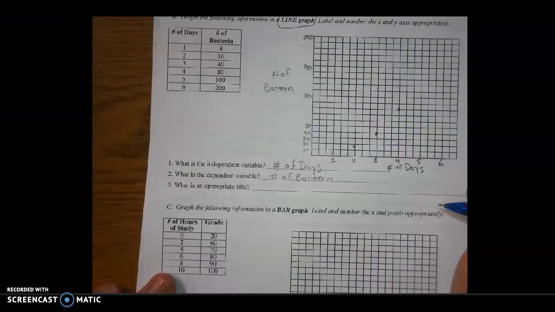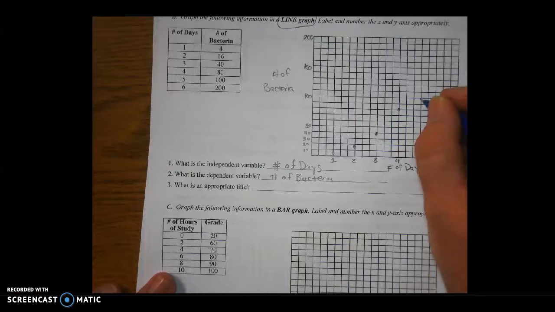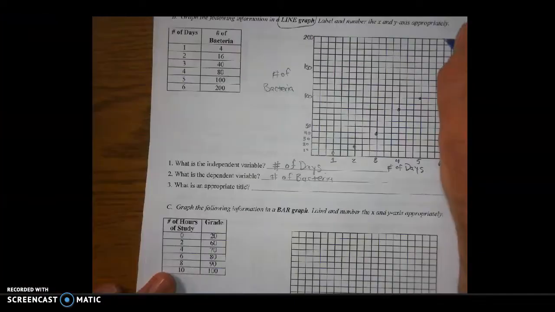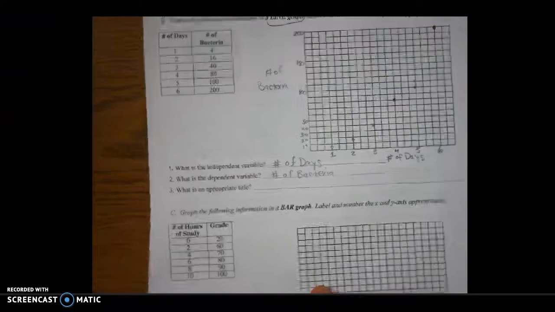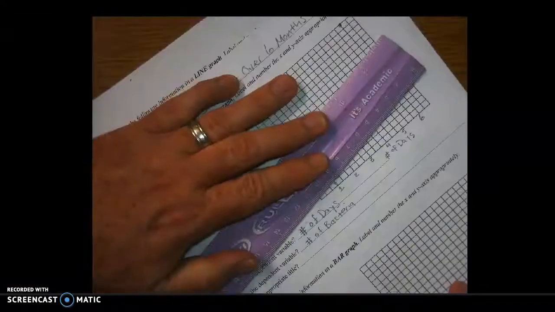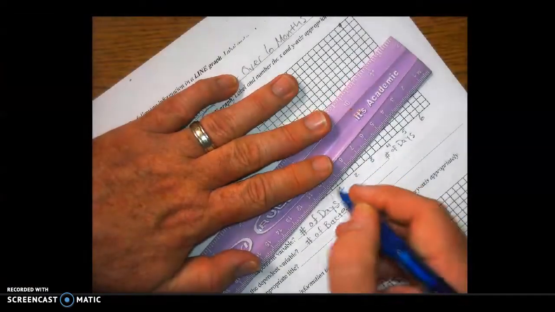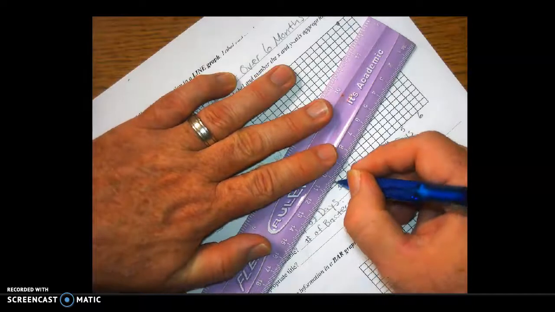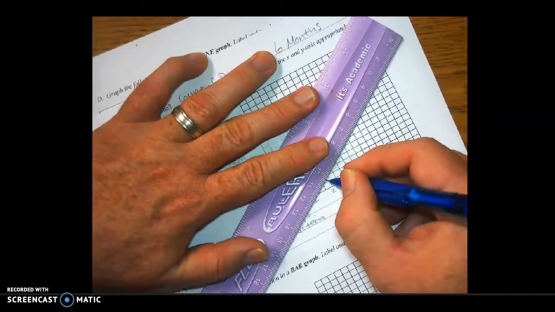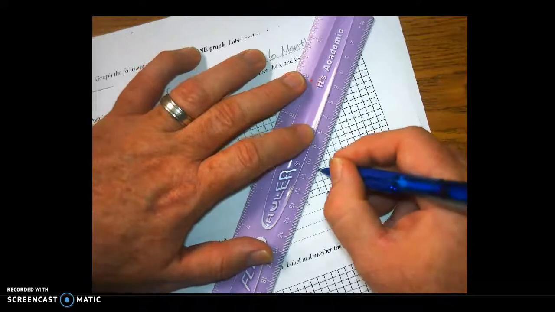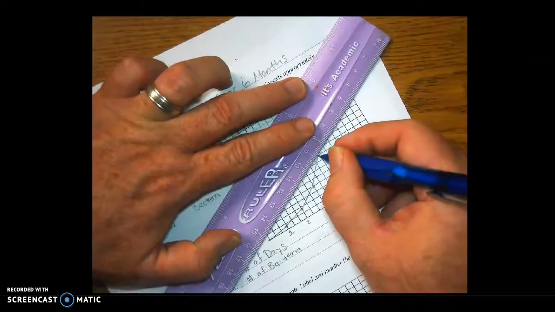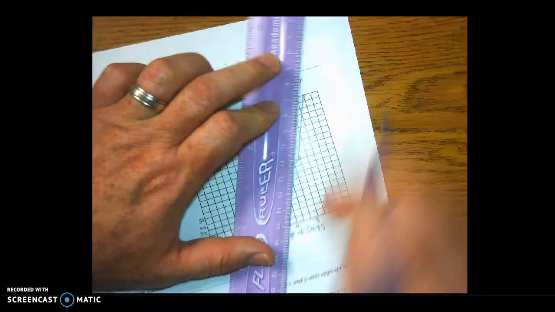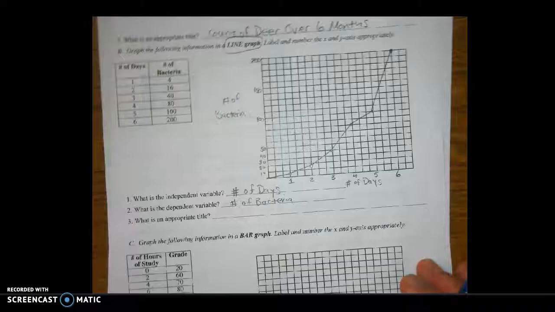Next, on day 5, we've got 100 bacteria, so that'll be a little bit easier. And then day 6 is easier still. It's right on 200. So we're right here. And those are our points. And now we're going to go ahead and connect those. So we start from the origin, 0, 0. And we're going to draw a line connecting the first day to the second day, second to third, 3 to 4, 4 to 5, and finally day 5 to day 6. And now we have our line graph.